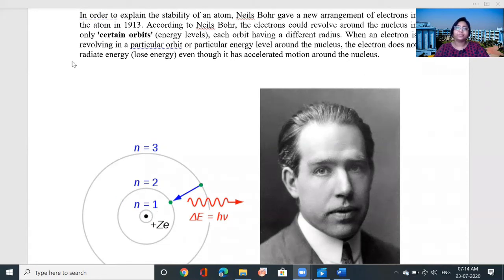So in this way Niels Bohr explained the stability factor. What he told is that there is only a certain orbit, the energy level, and each orbit has a different radius. You can see from the picture that there are different radii. The electron does not radiate energy even though it has accelerated motion around the nucleus. That means it will remain at the same energy level when it moves through this orbit.